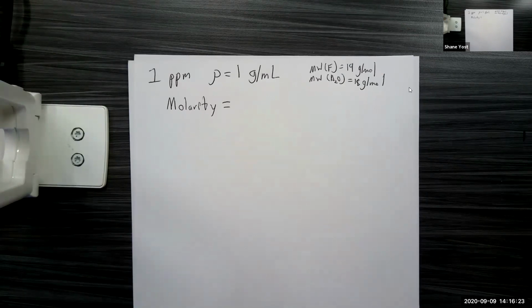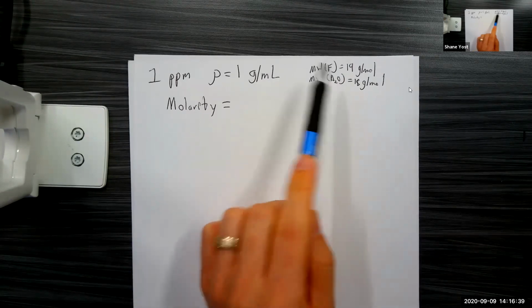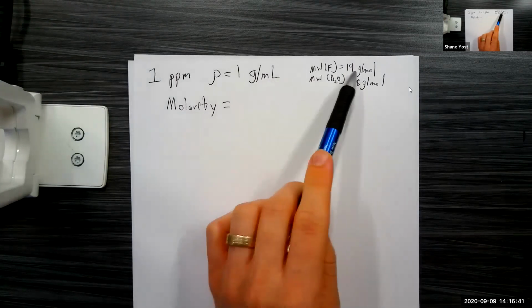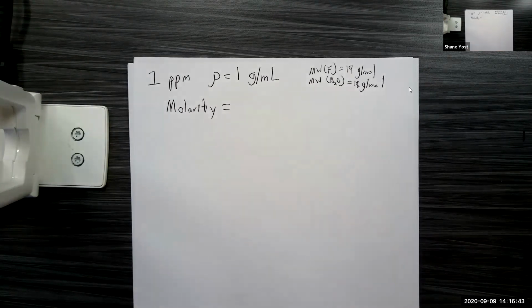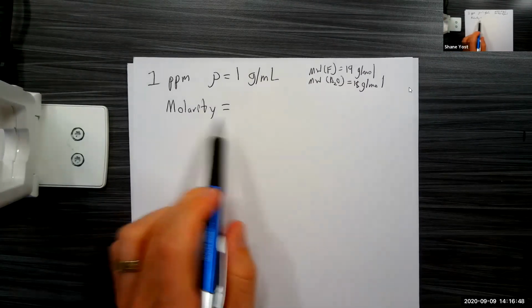We're told the solution is 1 parts per million. We're told the density is 1 gram per milliliter. I'm standing next to a periodic table to help me out. You'd be given a periodic table, so you don't have to memorize molecular weights. I know the molar mass of fluorine and water is 19 and 18 grams per mole, respectively. And then I'm asked for what the molarity is.